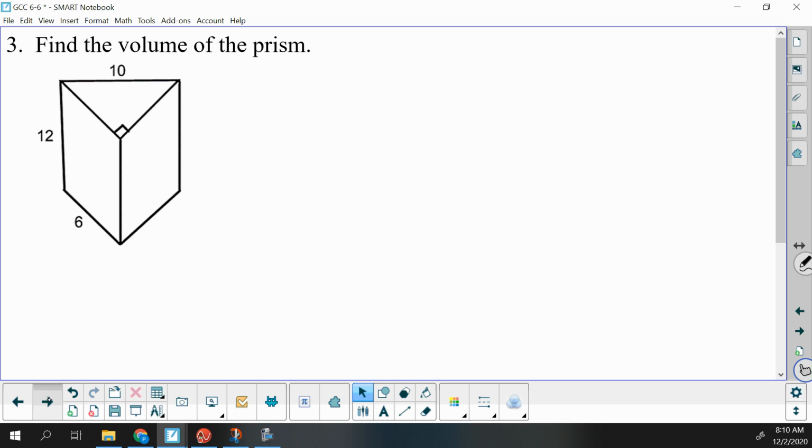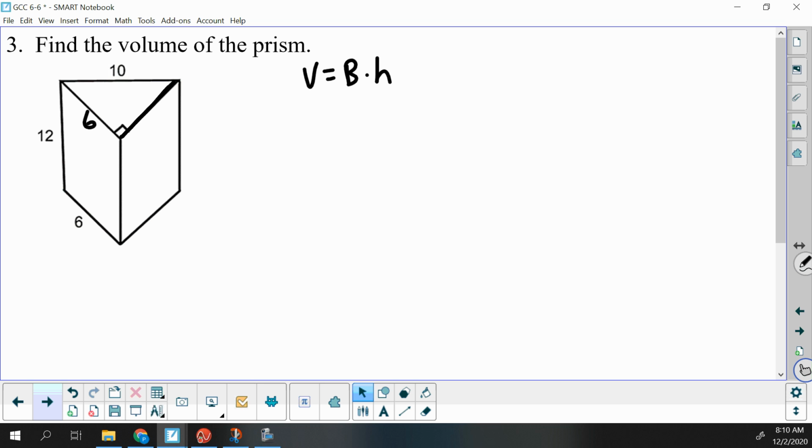All right, moving over to page 32, we've now got a prism we're going to find the volume of. So volume of a prism is the area of the base times the height. Well, the shape of our base is a triangle, so we've got to find the area of a triangle. Area of a triangle is 1/2 base times height in the triangle, where the base and height are perpendicular to each other. Well, we've got this side 6.